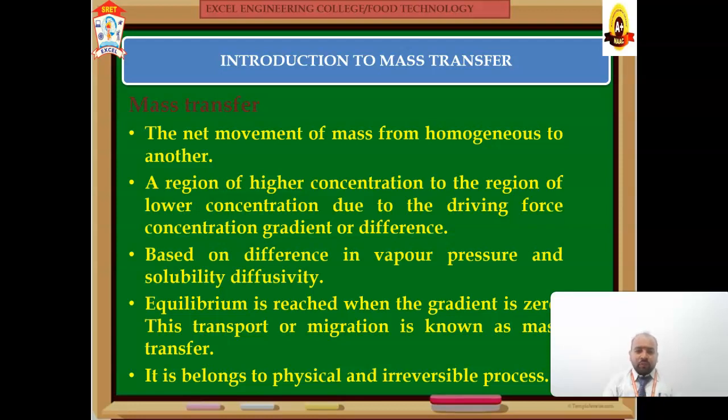Based on the difference in vapor pressure, solubility and diffusivity, equilibrium is reached when the gradient is zero. Then there is no mass transfer movement from one component to another. It is a stable equilibrium, with no attraction force between the two components. Equilibrium is reached at a specific temperature and pressure. This transport mechanism is known as mass transfer. It is a physical, irreversible process occurring in mass transfer operations.